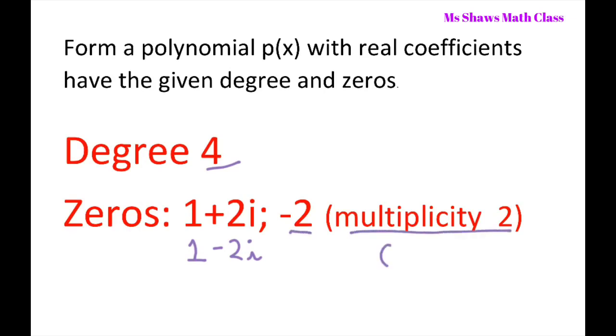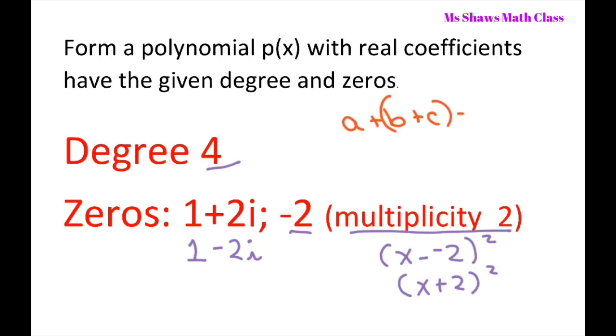That just means we're going to write this as x minus a negative 2 squared, which would be x plus 2 squared. All right, and then we're going to put all this together. We're also going to use the associative property of real numbers, meaning that a plus b plus c equals a plus b plus c. And that's going to simplify this a lot. So let's get started.